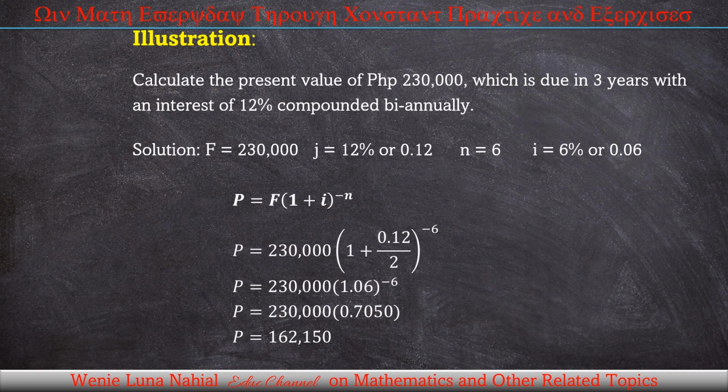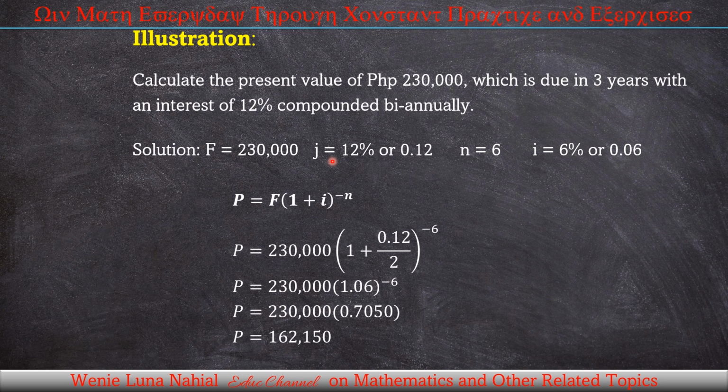Okay, let's have an illustration. Calculate the present value of 230,000, which is due in 3 years, with an interest of 12% compounded annually. So in this problem, our future value, or final value, or maturity value is 230,000.